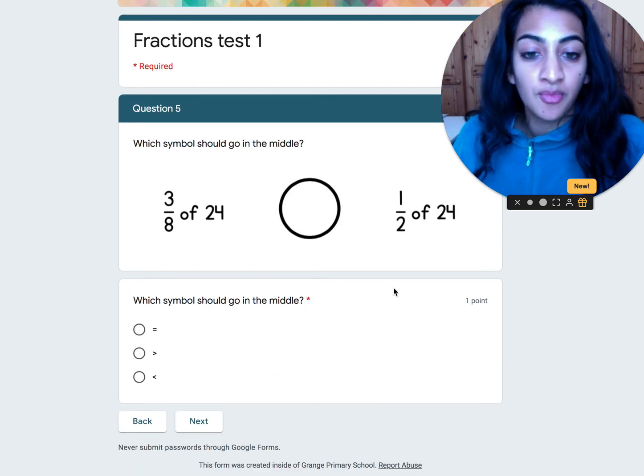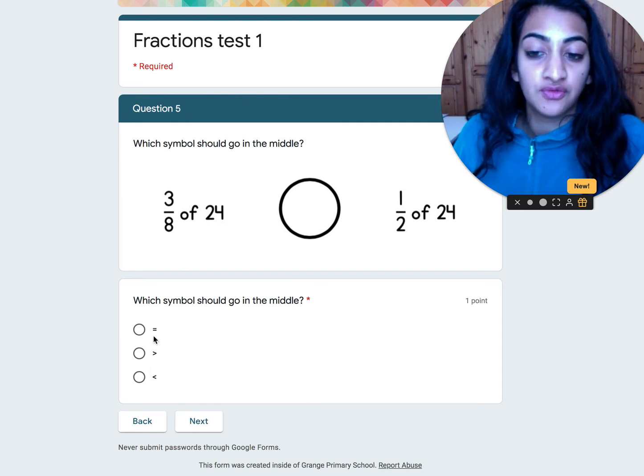This is the same type of question, so you're going to need to do some new working, but question 5 is the same as question 4, you just need to select which symbol, and these are circles, so you can't click more than one at the same time, you can only check one, because only one of them is correct.